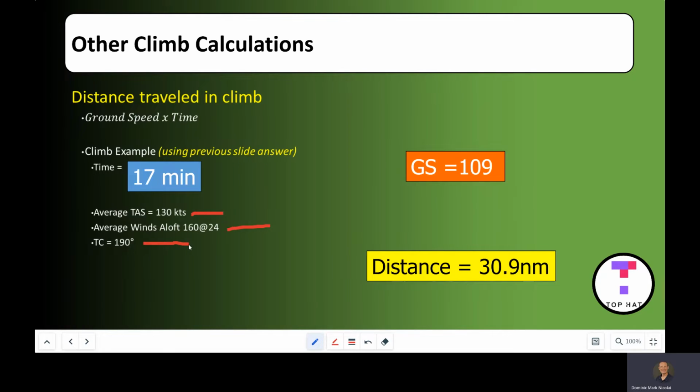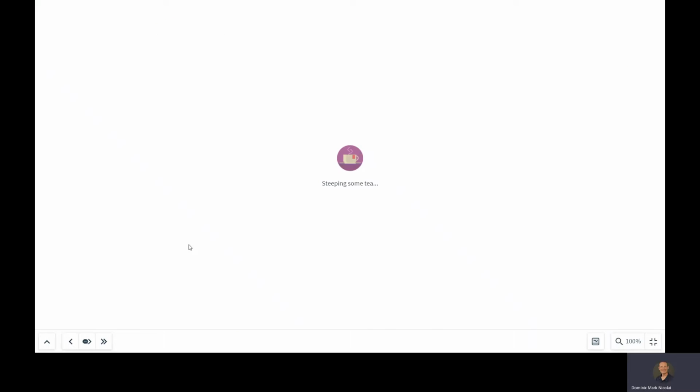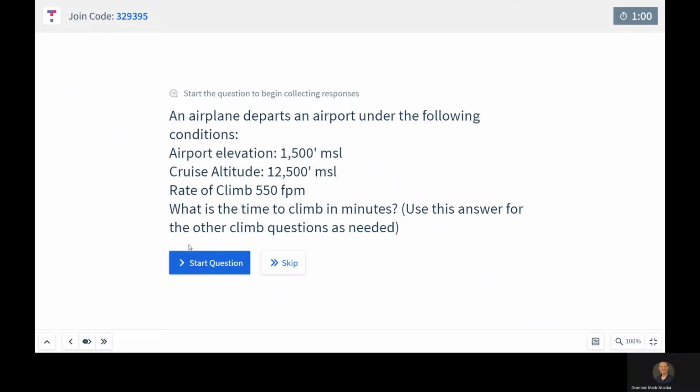Let's go ahead and try a Top Hat question here. There'll be multiple questions. They're all going to use the climb in minutes here. Okay? So the first part of it is going to be departing an airport at 1,500 feet mean sea level, climbing up to 12,500 feet mean sea level. What is the time to climb in minutes if we're climbing at 550 feet per minute?